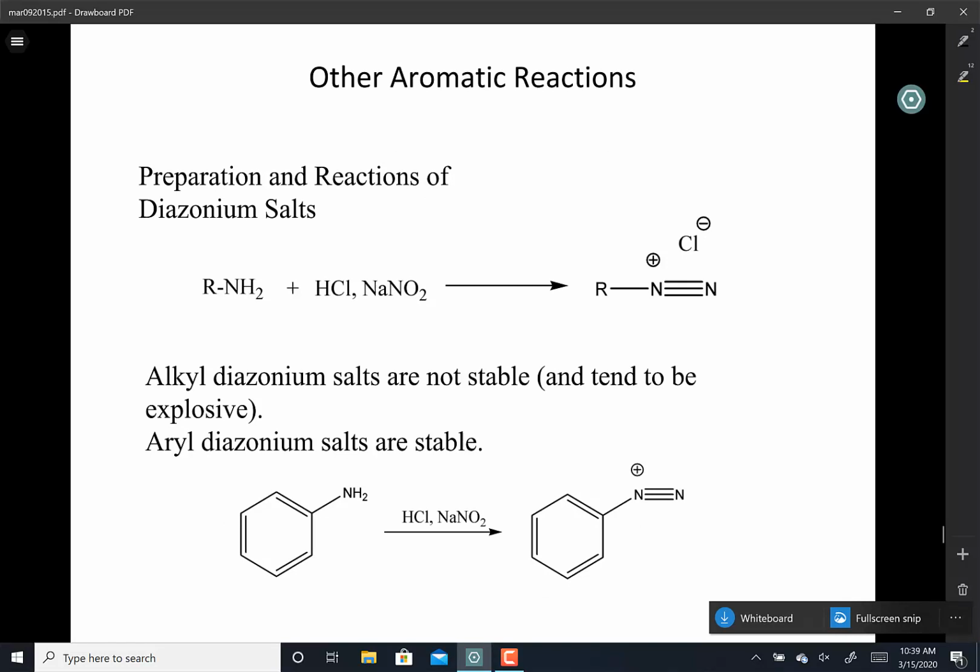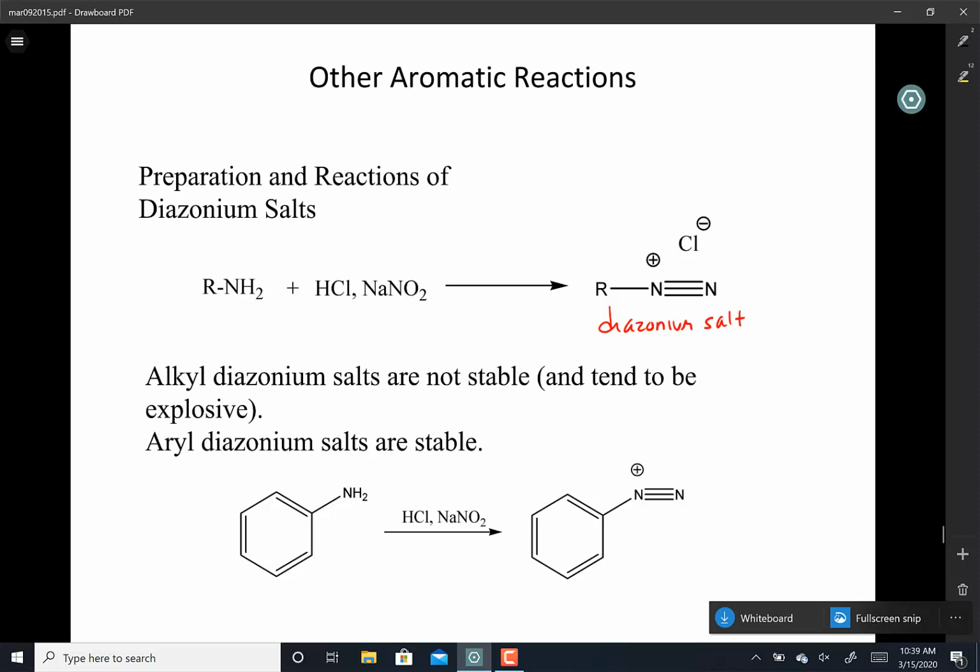Now, the other way to add a whole variety of groups is to use what's called a diazonium salt. The diazonium salt is an N triple bond N with the N having a positive charge that's attached to the alkyl group, and then there is a chloride counter ion that goes along with that. And so this is the diazonium salt. It's a salt because it's got a chloride counter ion.